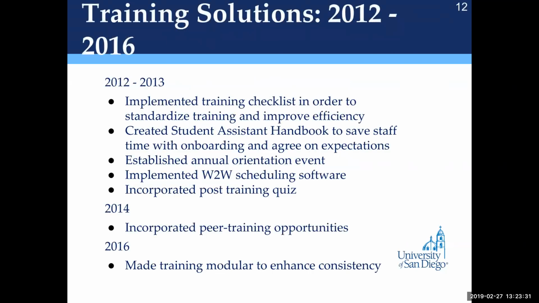In 2012 and 13, we implemented a training checklist in order to sort of standardize the training and improve efficiency, make sure we're telling students all the same things and supervisors could go through a list. We created a student assistant handbook to save staff time with onboarding issues and also to set expectations for our students. The students have to read the handbook and agree to it. It's like a pre-employment thought process.